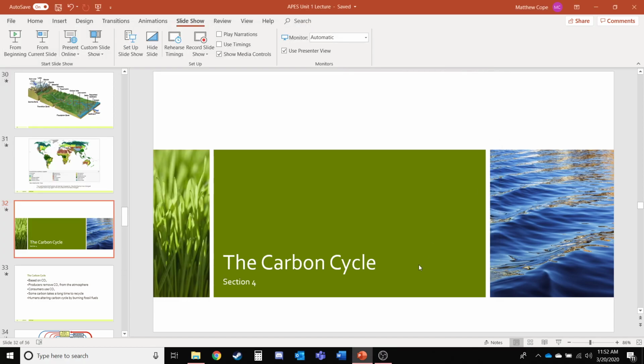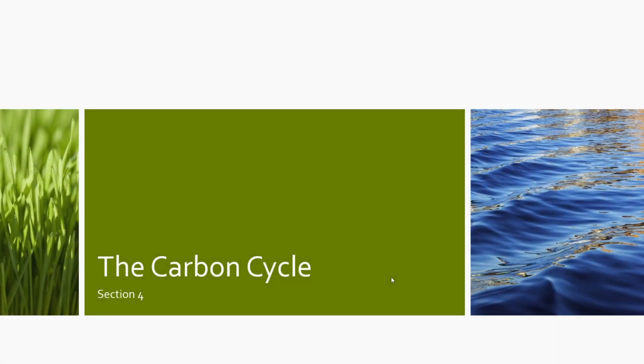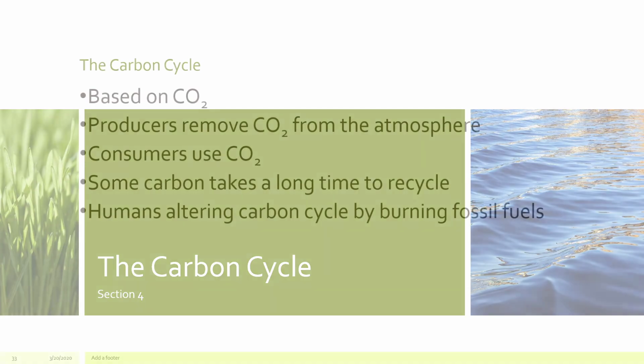All right, welcome back. This is AP Environmental Science Unit 1, Introduction to Ecosystems. In this video, we're going to be looking at Section 4, the carbon cycle. This will be the first of our biogeochemical cycles that we'll be looking at. Bio meaning living, geo meaning earth, chemical meaning chemical, cycle meaning a cycle. The first one we're going to look at is the carbon cycle.